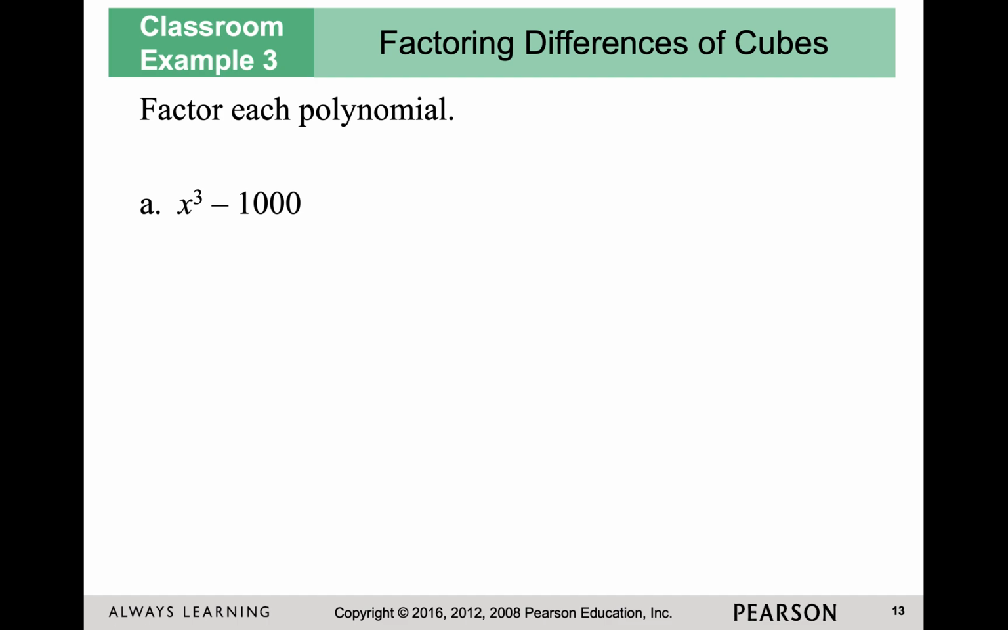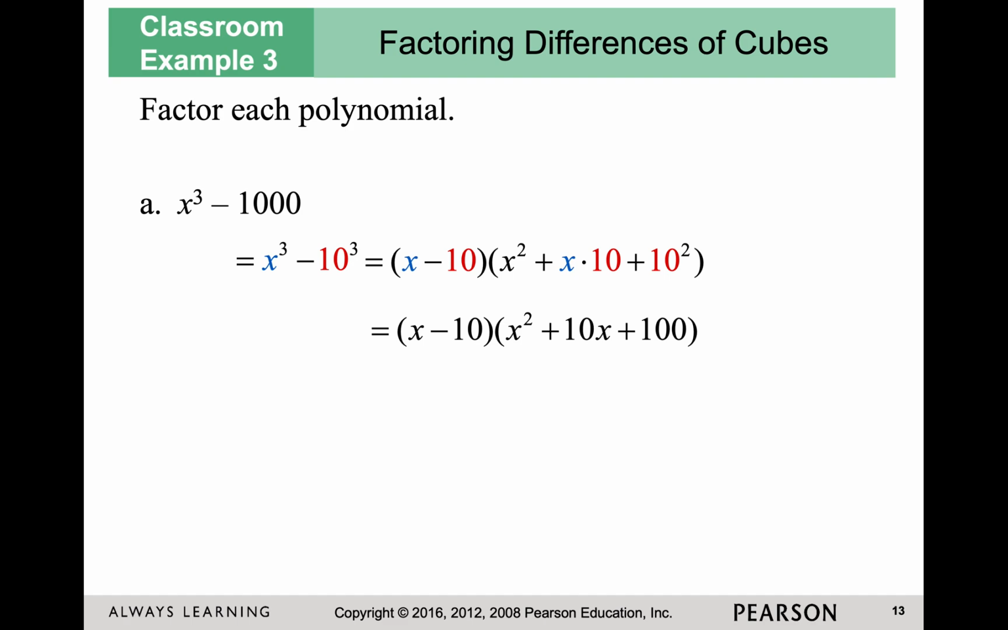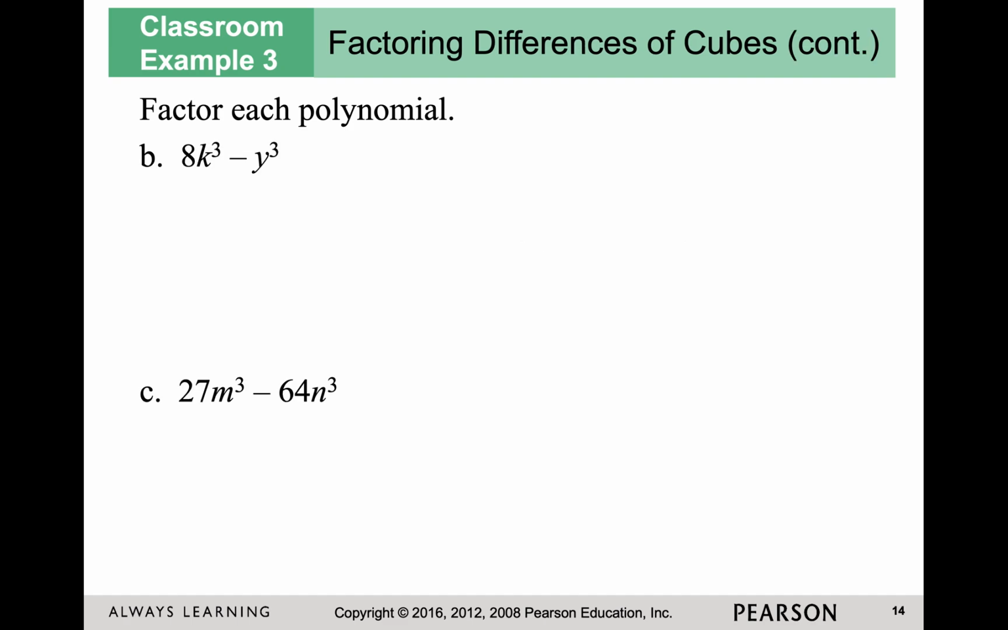So I have x cubed minus 1,000. X cubed is a perfect cube, 1,000 is a perfect cube, and they're being subtracted. So I can rewrite this as x cubed minus 10 cubed, and I can just simply fill in that formula. So I have x minus 10, and I'm supposed to do x squared plus x times 10 plus 10 squared, which simplifies out to that.